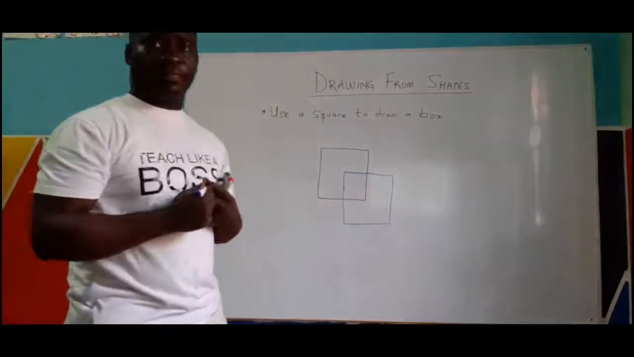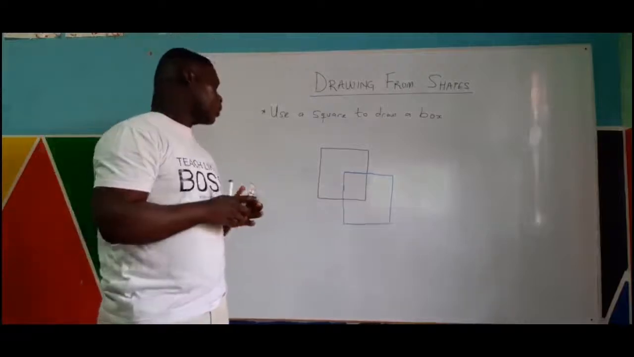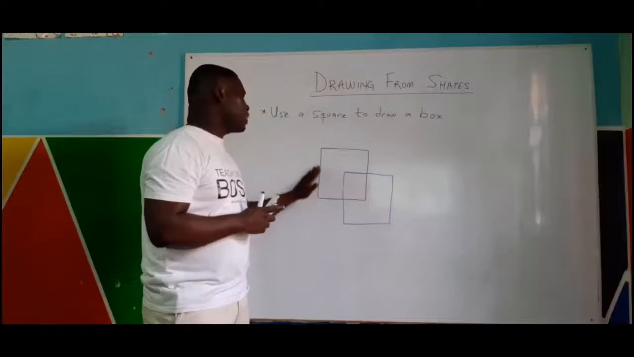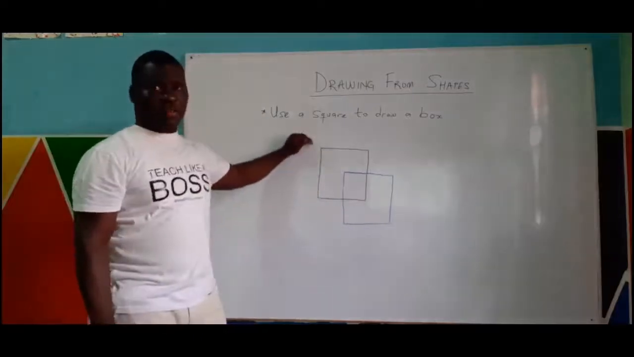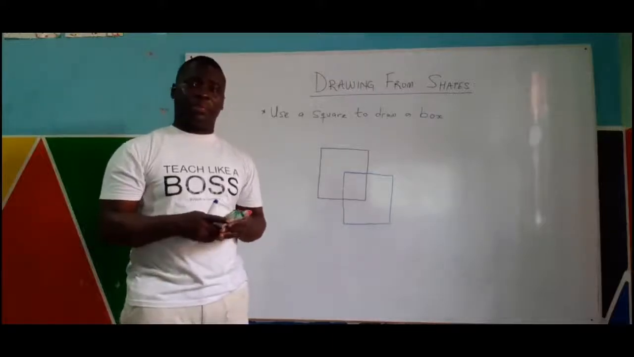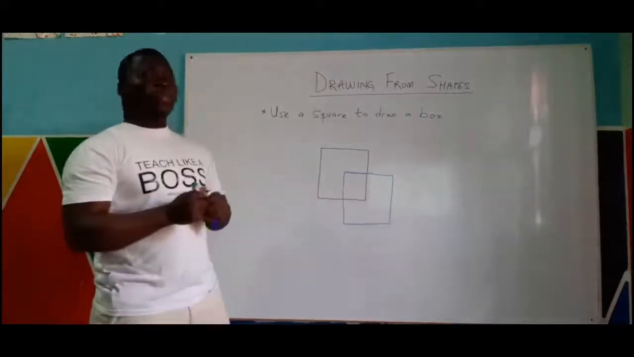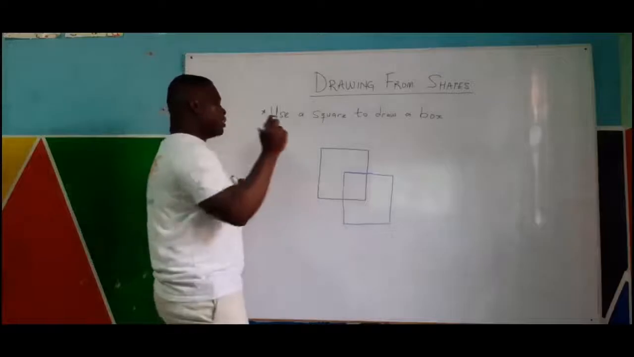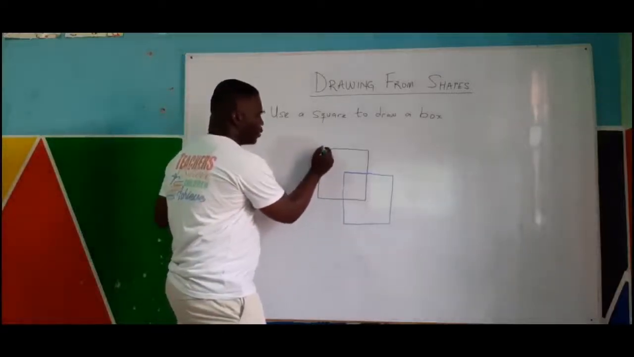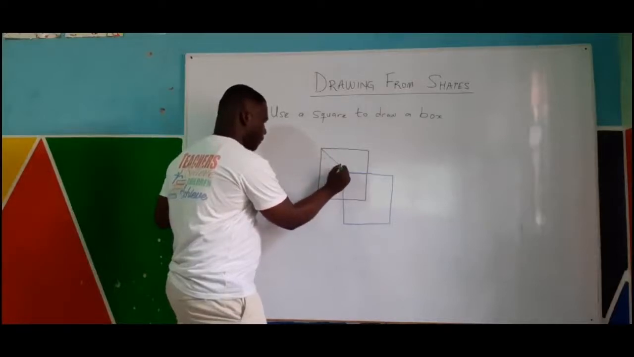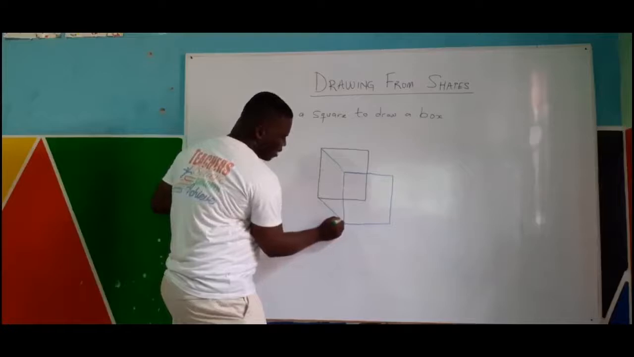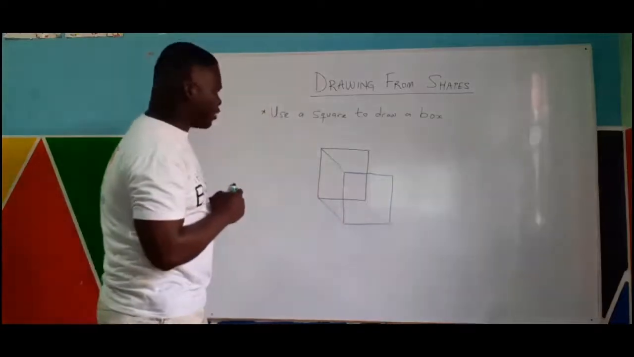Are you done? So we will draw our second square to intersect with the first square. Are you done? Okay. Then we will join our first square with that of the second square.